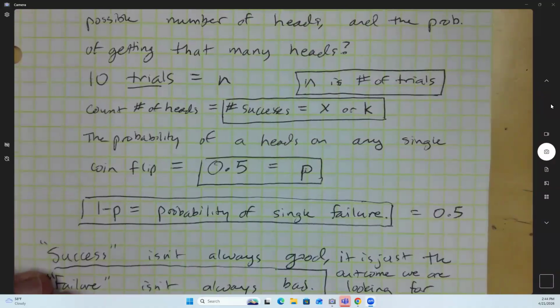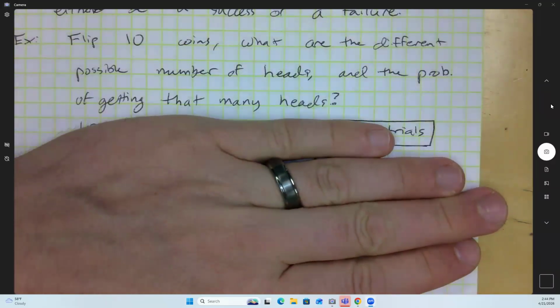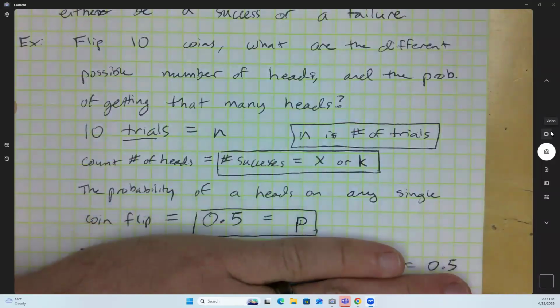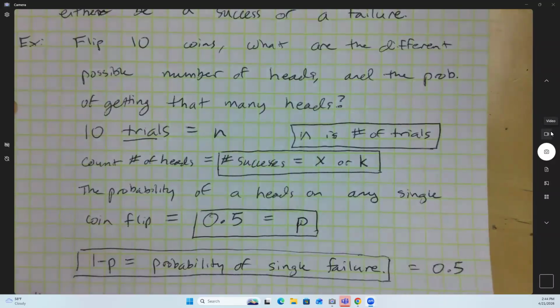So one skill that I want you to be able to have is if someone gives you a verbal representation of a binomial distribution, I want you to be able to pull out the key numeric information: the number of trials, the number of successes, the probability of a single success, and the probability of a single failure.